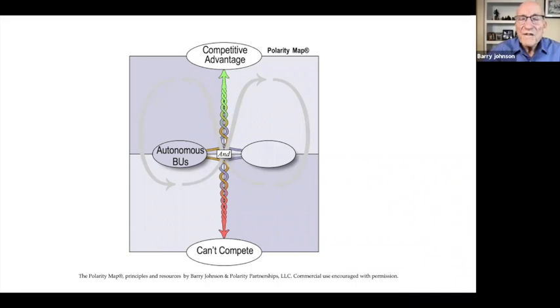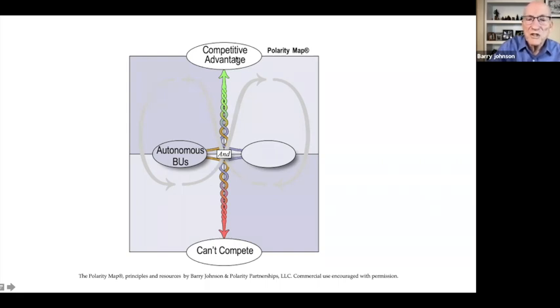So one of the values that showed up was autonomous business units. Now, if you're located in 46 countries, you need to have some autonomy for your business units, clearly. Even if you're only located in one country, your business units need some degree of autonomy to be effective. So I wanted to give them a competitive advantage by looking at their values list through a polarity lens.